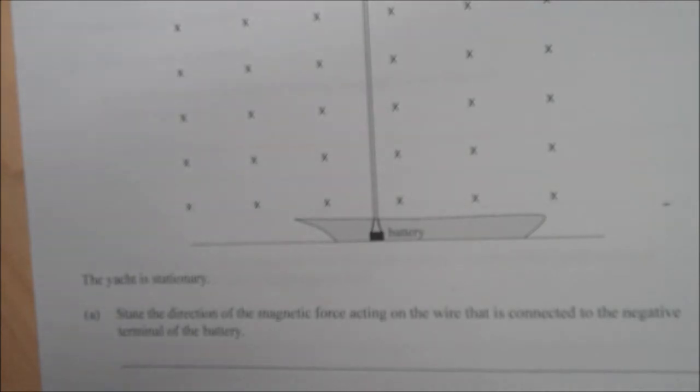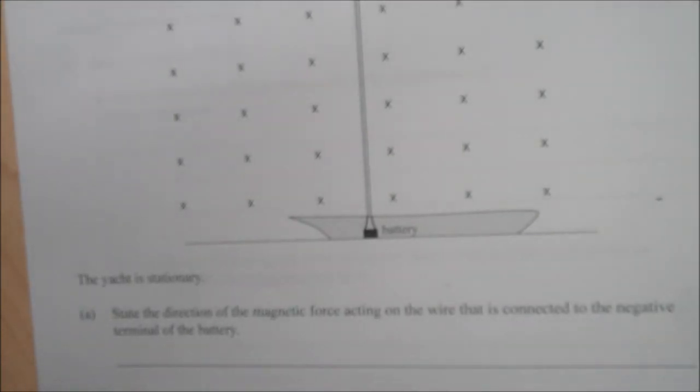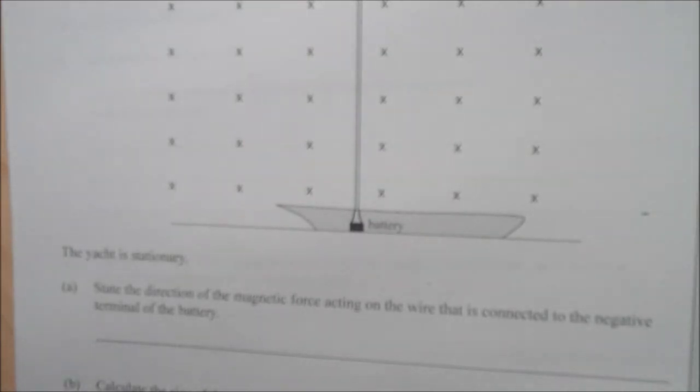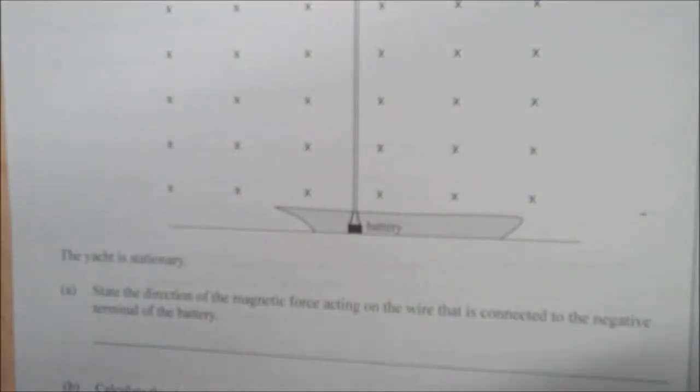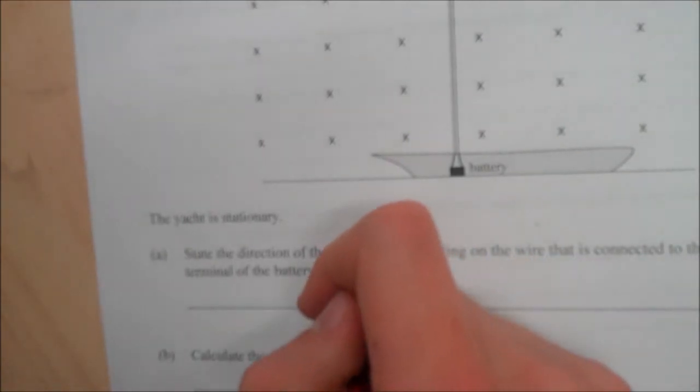You can use the right hand rule for this, or whatever version of the XYZ method you're using. So I'm going to try and show you now. We have the mast which is going this way, and the field which is coming towards us like this. And that means that the magnetic force is going to be coming this way, to the right. So to the right.